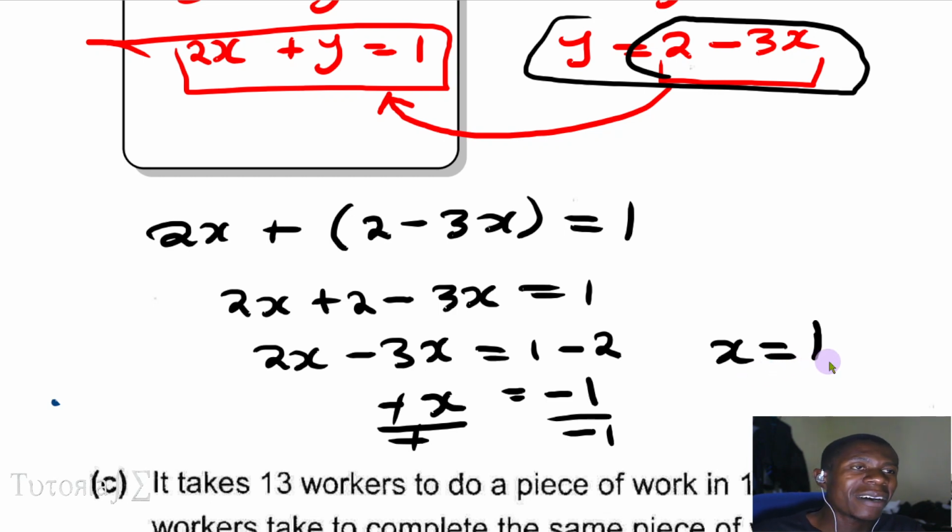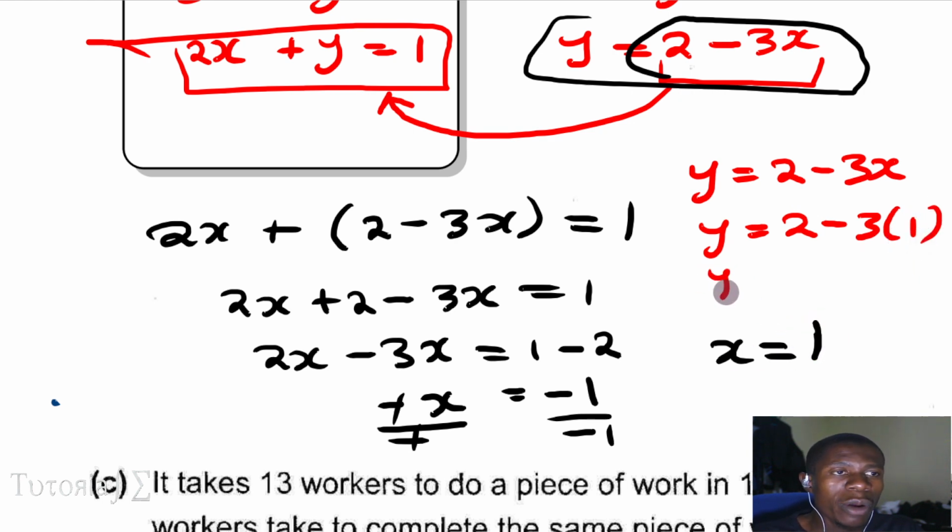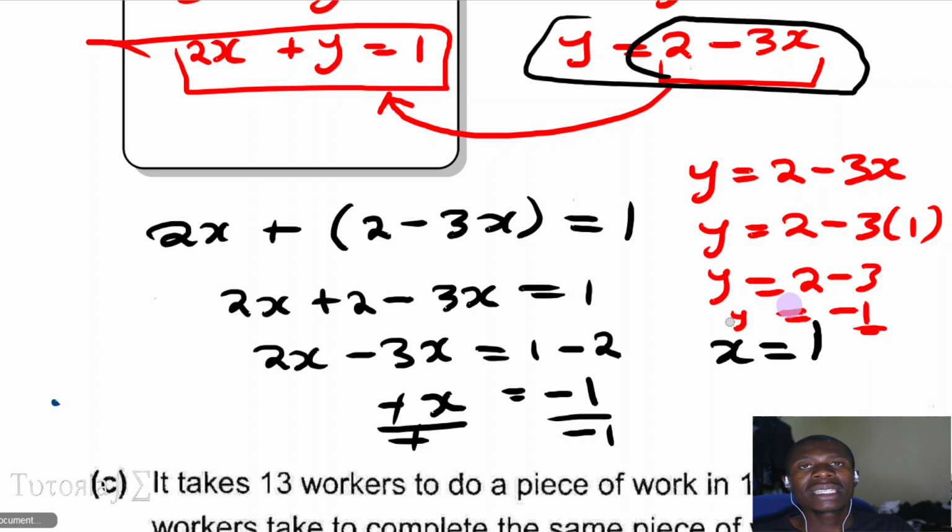We can now find the value of y using this equation here. So remember, y is equals to 2 minus 3x. So y would be equal to 2 minus 3. Where there is x here, we are replacing the value of x which we found, which is 1. So y would finally be equal to 2, which is this 2. Then this times this, it will give us negative 3. So when we subtract, we find that y is negative 1. Okay, so we have found the values of x and y.